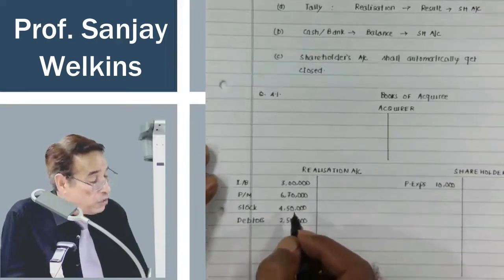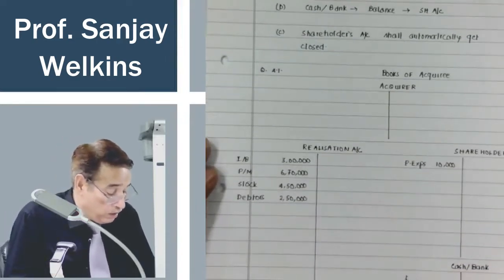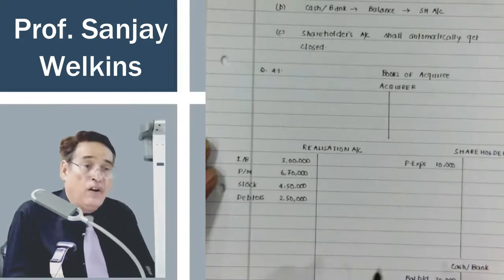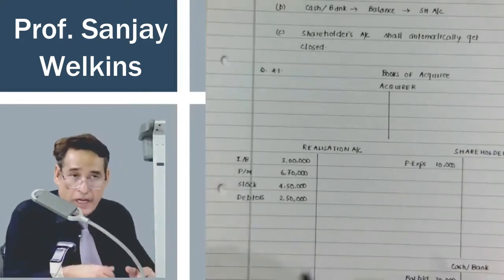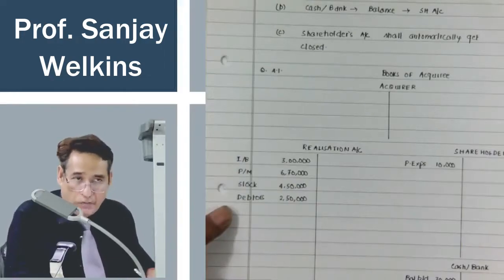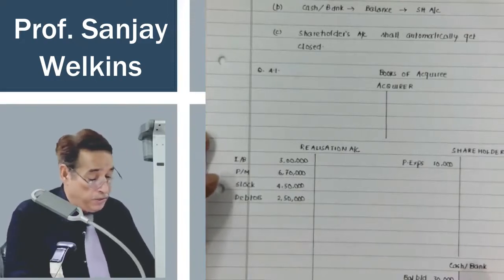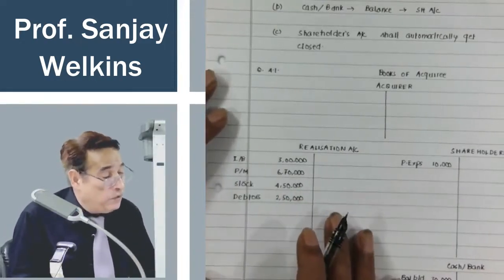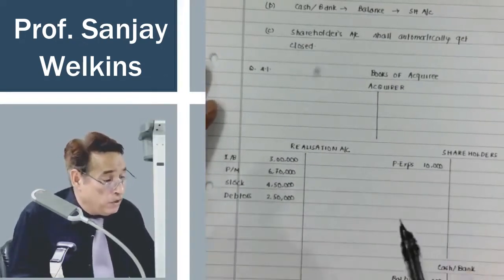Besides, we have cash bank balance. So this time bank is not taken over. So I will bring down the balance in the cash bank account, 30,000. However, if the question had stated that bank is also taken over, I would have transferred bank here. In that case, I would not have brought down the balance of bank in the bank account, correct? Now we move over to the liability side.